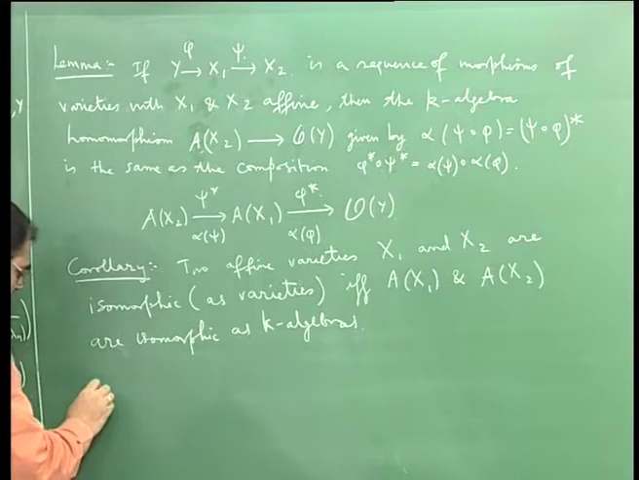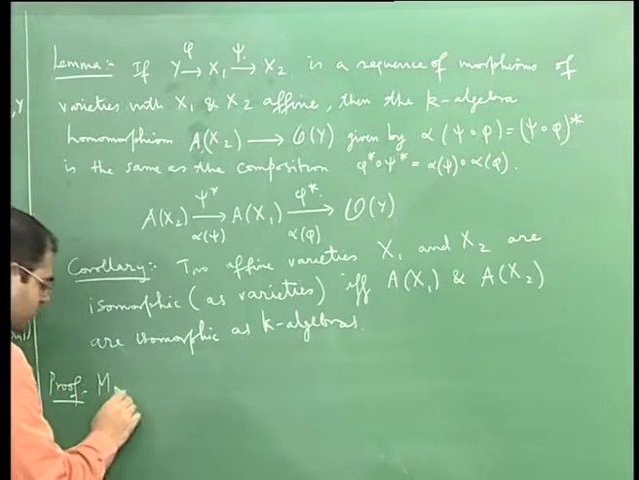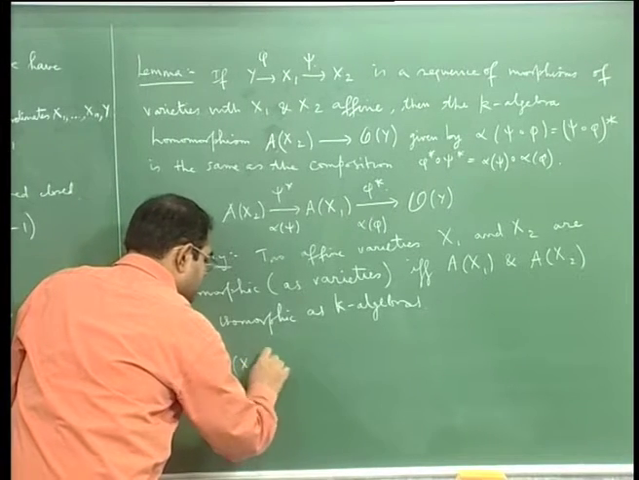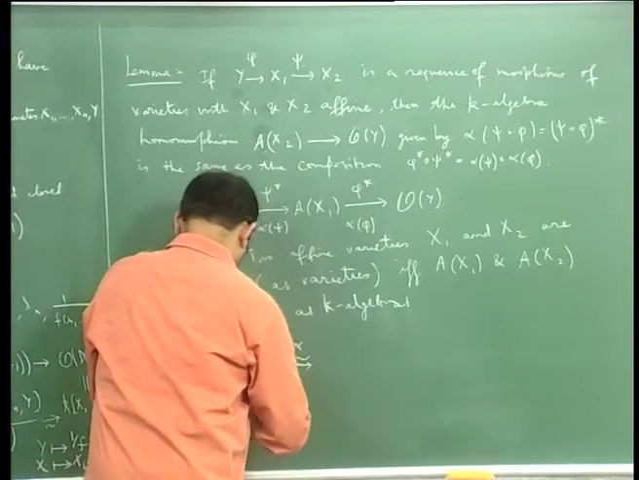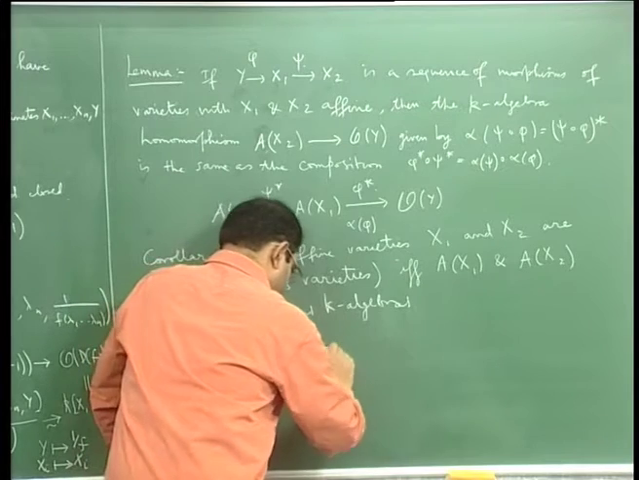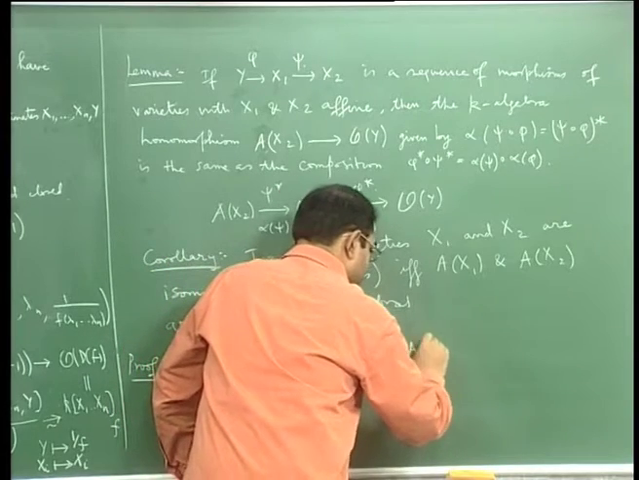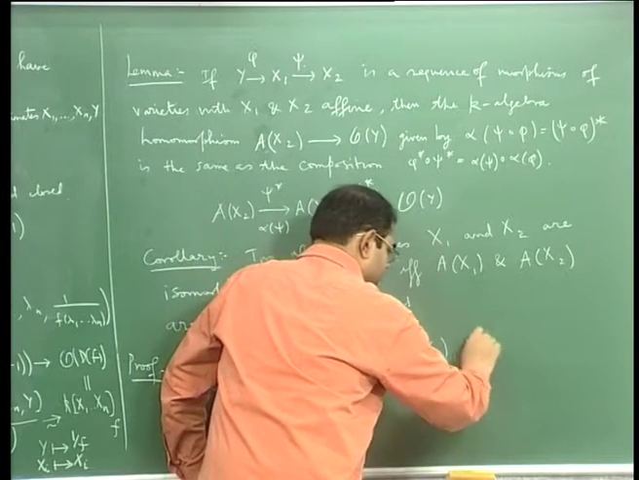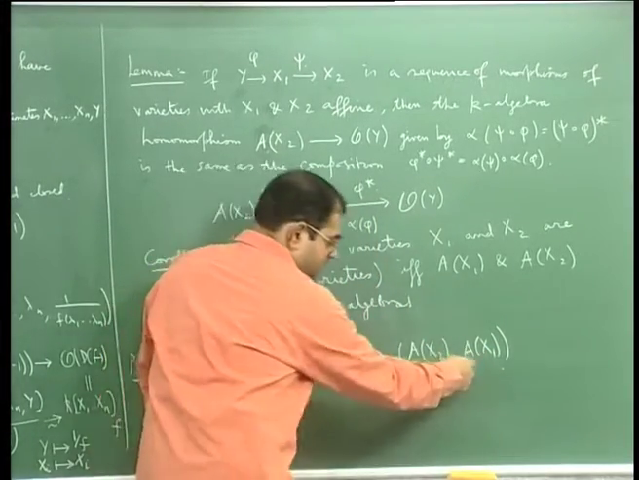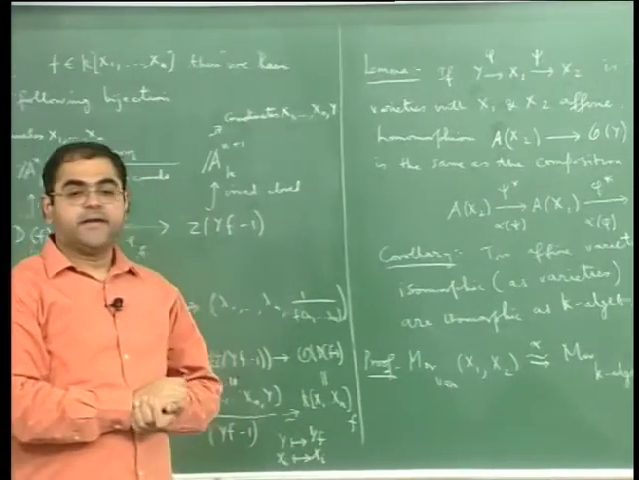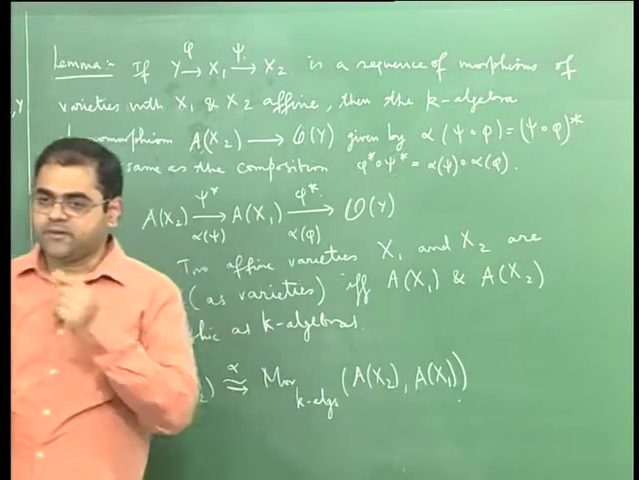So the proof follows from the fact that morphisms of varieties from X1 to X2, via this alpha map which is the pullback, can be bijectively identified with morphisms of K-algebras from A(X2) to A(X1). Mind you, here I should have put O(X1), but I can replace O(X1) by A(X1) because X1 is affine. If X1 is not affine, then I have to replace A(X1) by O(X1). That is what we prove.